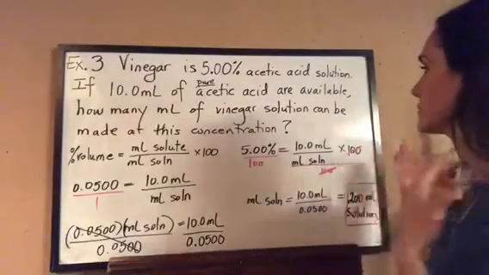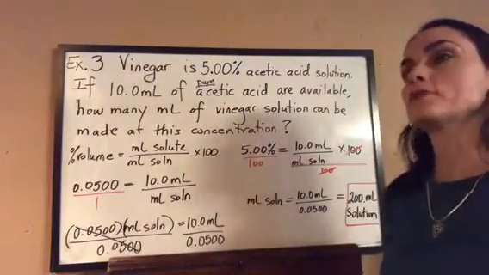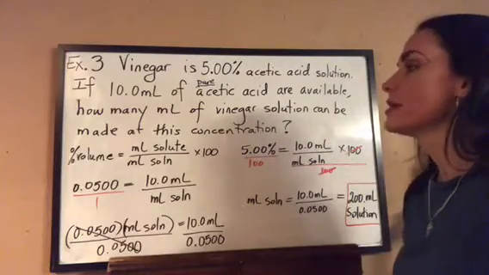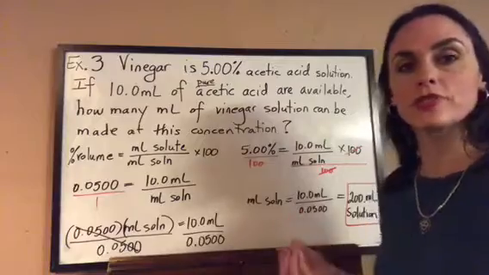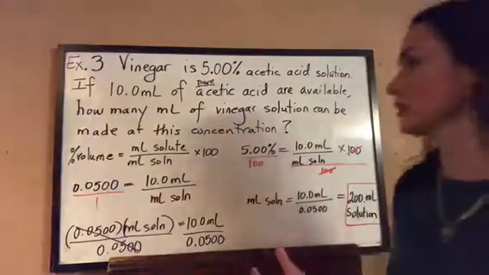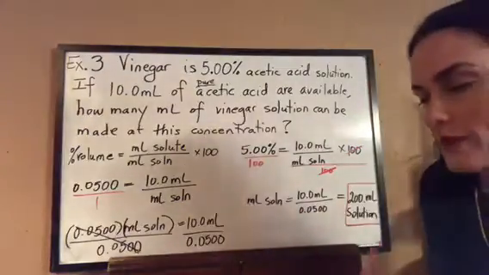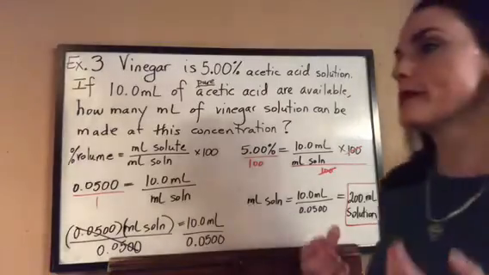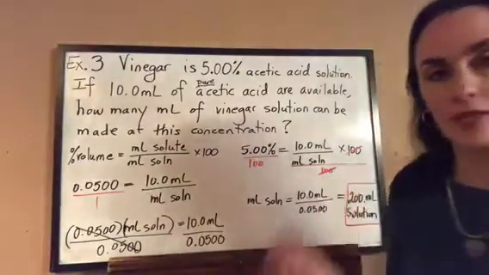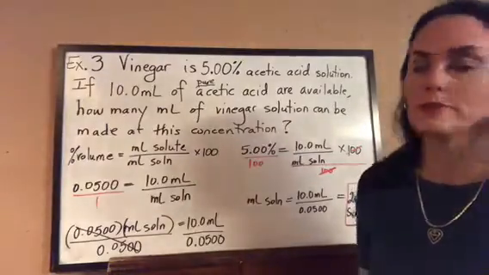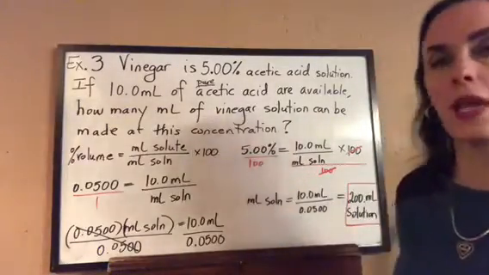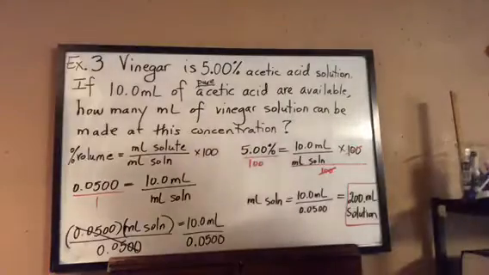Sometimes it's the wording that gets people confused, but when you're talking about a percent concentration, the percent of the solute, whatever unit it is, is it a mass unit, is it a volume unit? Percent concentration is the amount of solute over the amount of solution times 100. That's really all that it is.